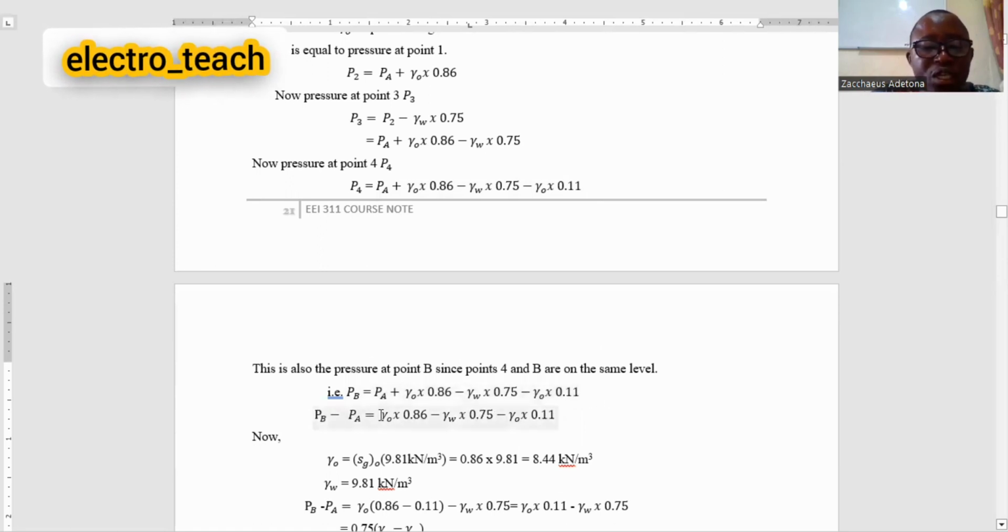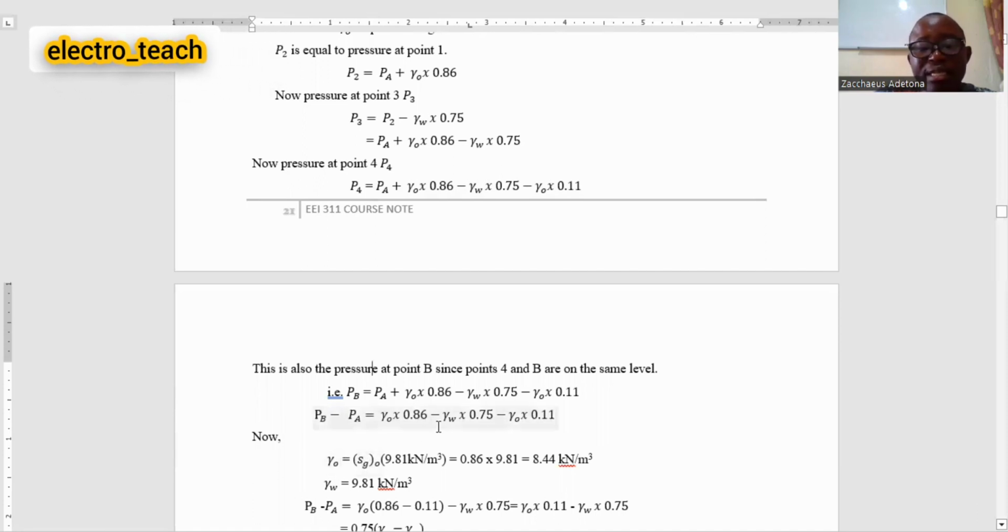So if you simplify it, you can bring PB minus PA together on one side of the equation, to have on the other side of the equation gamma oil times 0.86 minus gamma of water times 0.75 minus gamma of oil times 0.11. If you combine the like terms, you see that we have gamma of oil twice now. So we will have a simplification as we go on. But now let's calculate the gamma of oil.